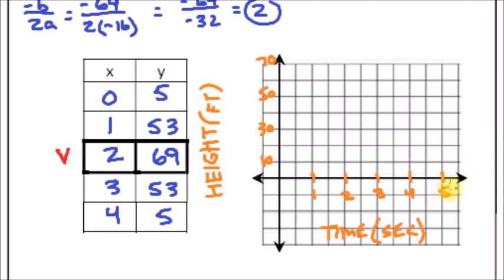All right, so here we go. We've got time and height. Let's plot our points. We've got 0 and 5. That's about right here. 1 and 53. That's 60. So 53 is somewhere around here, let's say. 2 and 69, that's right below 70.